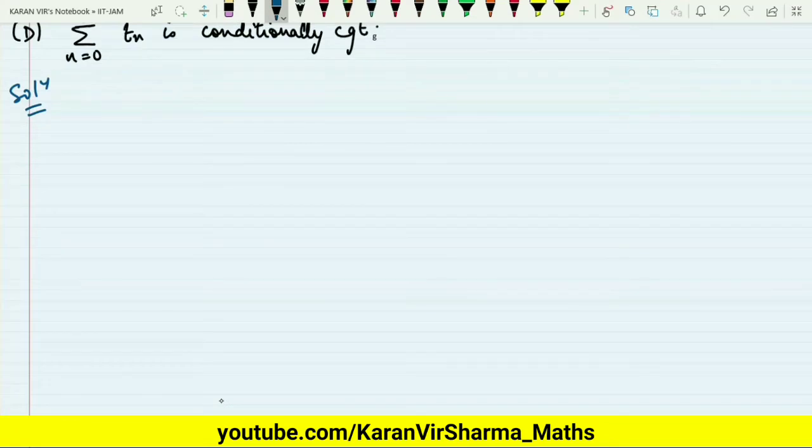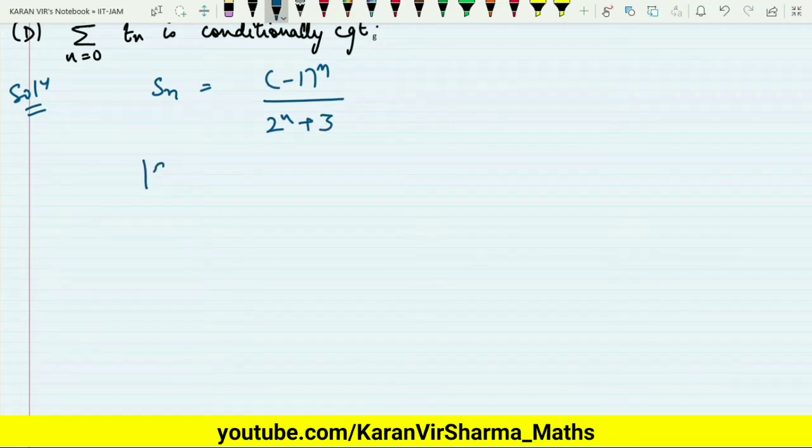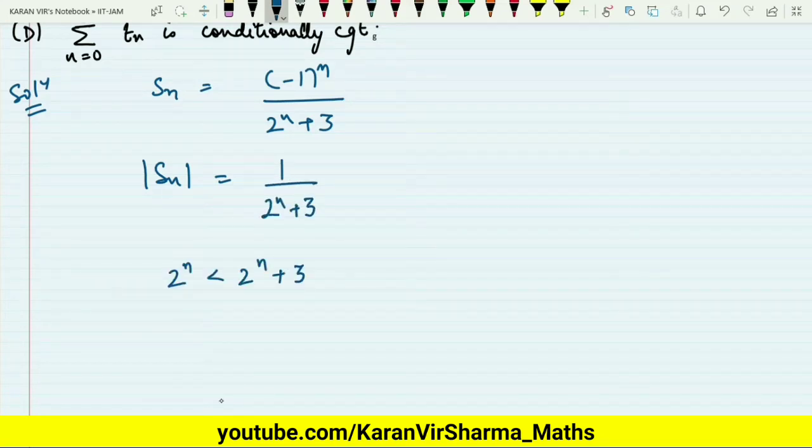Now since our Sn is nothing but (minus 1) to the power n divided by 2 raised to power n plus 3, you can take the mod of Sn in order to check the absolute convergence of this series. So this will be 1 upon 2 raised to power n plus 3. Fine. Now we know that 2 raised to power n is always less than 2 raised to power n plus 3. So just dividing, you will get 1 upon 2 raised to power n plus 3 is less than 1 upon 2 raised to power n. So you have found that 1 upon 2 raised to power n plus 3 is always less than 1 upon 2 raised to power n.